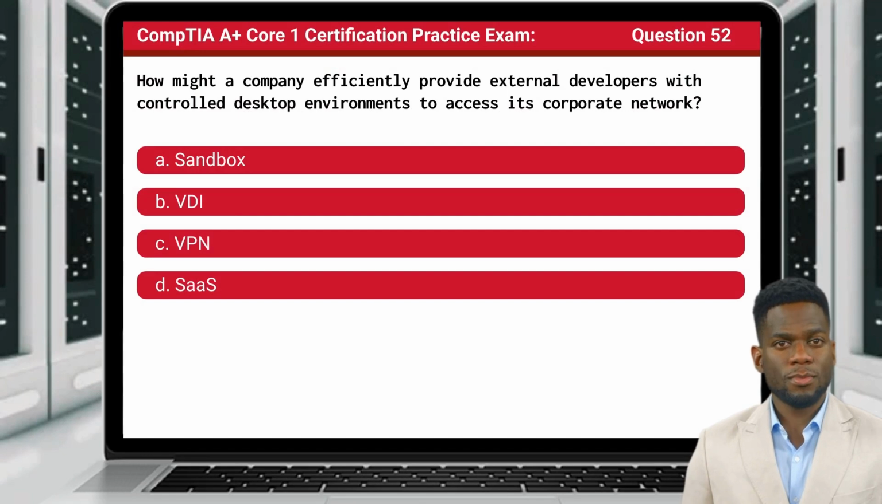Question 52. How might a company efficiently provide external developers with controlled desktop environments to access its corporate network?